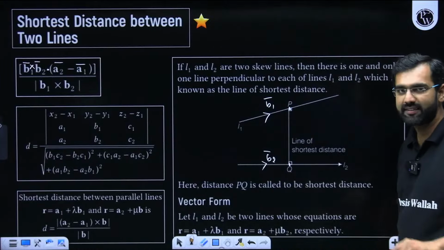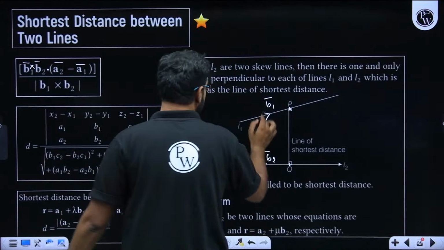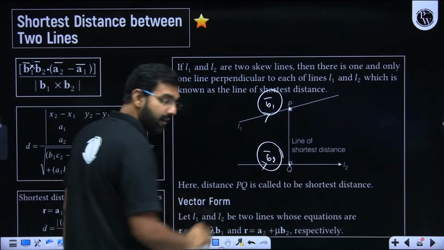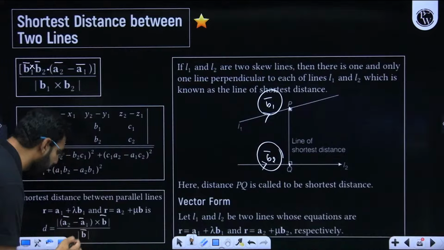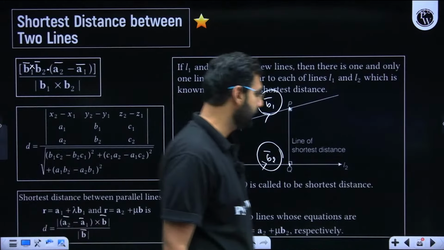Sir, what if the lines are parallel? If the lines are parallel, they'll have the same b because they are parallel. So in that case, it is simply (a2 minus a1) cross b upon the modulus of b. I hope you wouldn't forget it anymore.